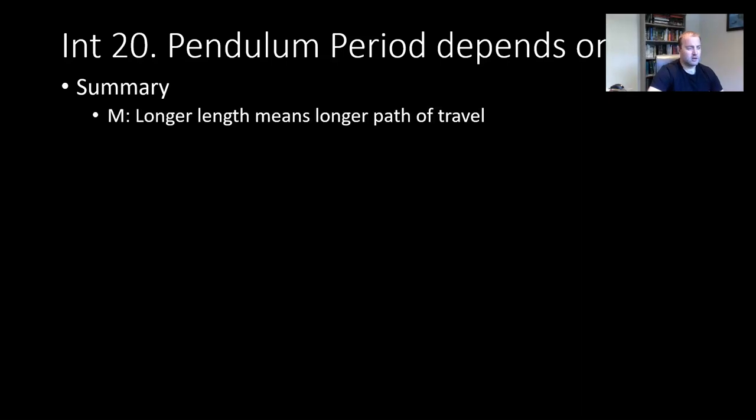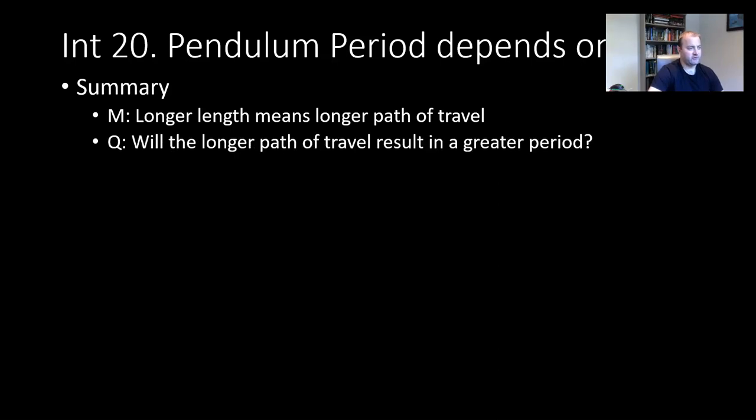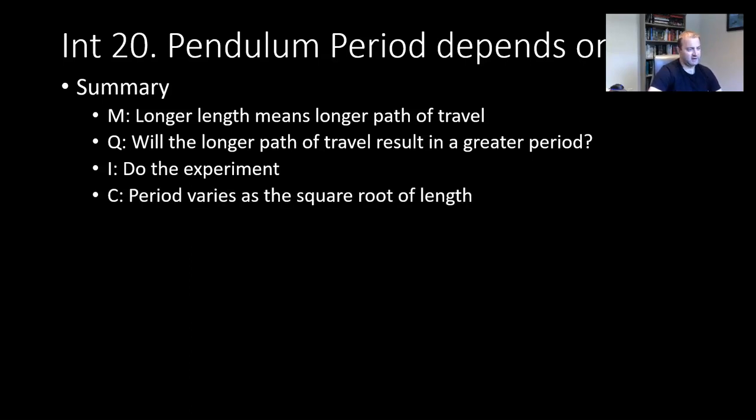Now, the idea is that longer length would mean a longer path of travel. So the question then becomes, will the longer path of travel result in a greater period? Again, we do the experiment, many different pendulums with different lengths, same bob attached, want to keep things the same. And it turns out that we find that period varies as the square root of length. So basically, you take the square root of your length, multiply that by some constant, and you will get your period.